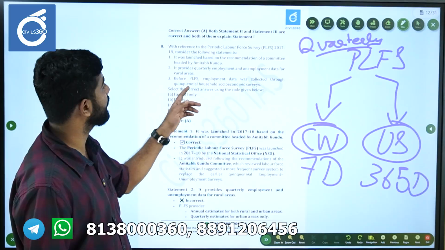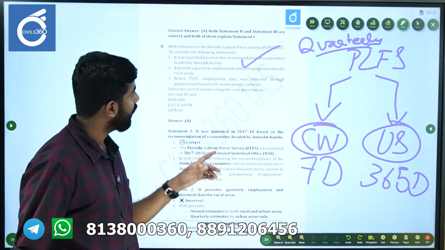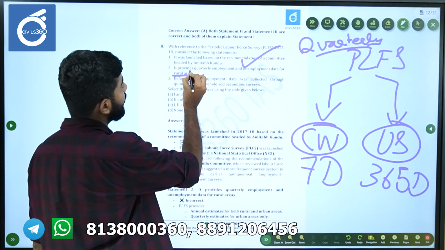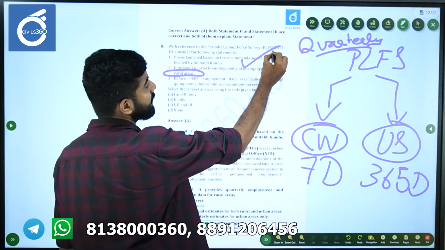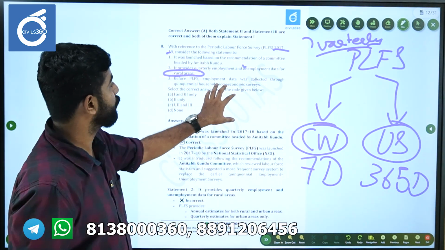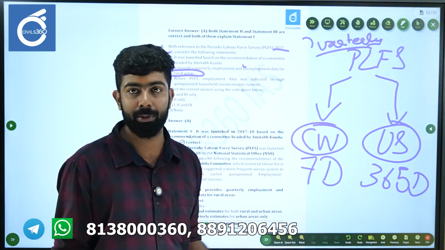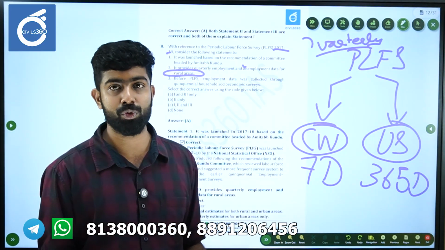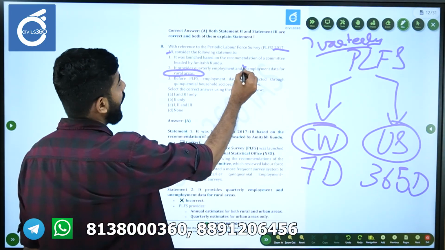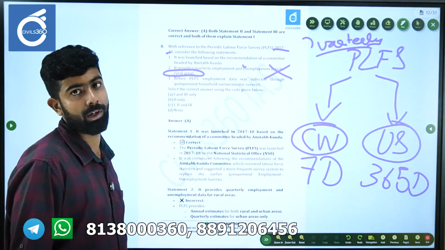Here you can see that it was launched based on the recommendation of the committee headed by Amitabh Kundu. This is correct. It provides quarterly employment and unemployment data for rural areas, right? Here you have to note one thing. The question is with regard to 2017. It is only after 2025 that rural areas are covered. In fact, even for rural areas, the data has not yet been published after that. Only the next quarter will publish rural areas. So the 2017-2018 PLFS survey excluded this. It did not provide the employment details for rural areas.